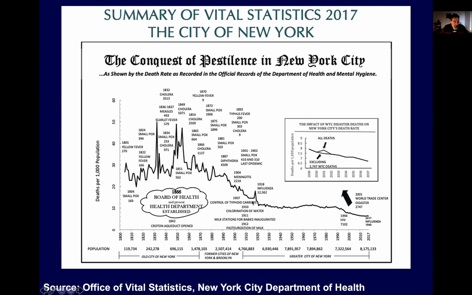But we do see this pretty large spike again in 1918, and this is the 1918 pandemic H1N1 flu that killed about 12,500 people in New York. And also, just to put a couple of things on the radar here, things continued to decline over time. We began to see the peak in the HIV death rate in 1994 in New York City with 7,000 deaths. And in 2017, influenza killed about 1,945 New Yorkers.